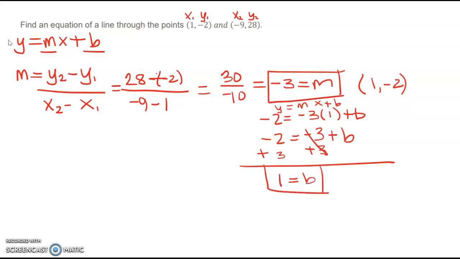So now we have our b, or our y-intercept, we have our m, or our slope, and so we can now put that into our equation. So y = -3x plus 1. And that's it.